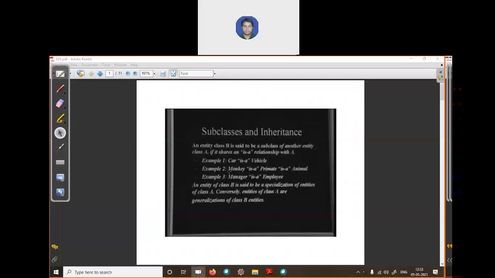Like car is a vehicle, or monkey is a primate. Monkey and primate are two entities, and sharing the relationship is a. So monkey, when we write it on the left-hand side, the entity is called the subclass. Monkey is a subclass and primate is a superclass. And in the same way, primate is an animal. Now primate is a subclass of animal superclass. Primate is now a subclass with respect to the animal entity type. Or you can say monkey is a specialized class of primate, and primate is a specialized class of animal.